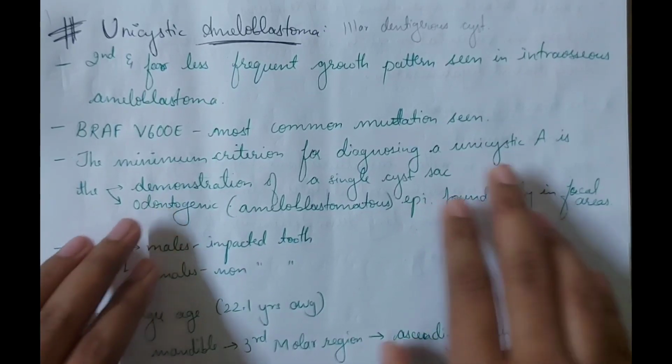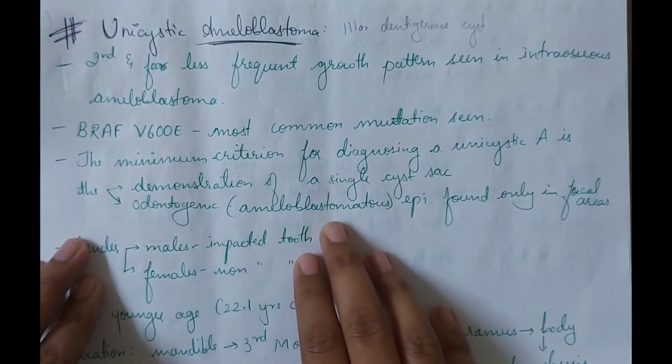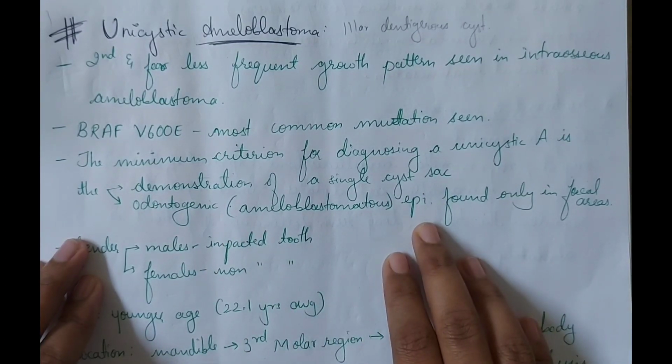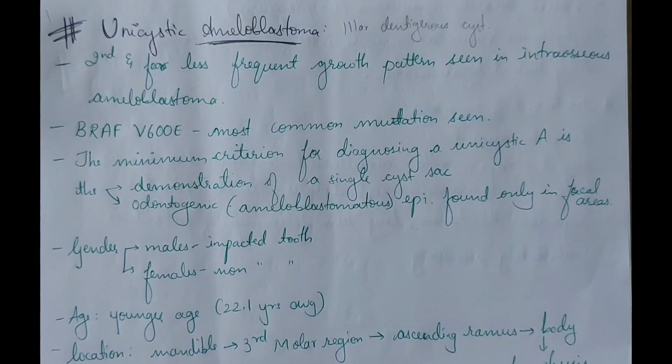The minimum criterion for diagnosing a cystic ameloblastoma is the demonstration of a single cyst sac with odontogenic ameloblastomatous epithelium found only in focal areas, that is, not seen anywhere generalized, it's present only in one single area. When we look into gender, it is seen more in males. When the tooth is impacted, the cases are slightly higher, but in females it is seen in non-impacted teeth, where the cases are slightly more.